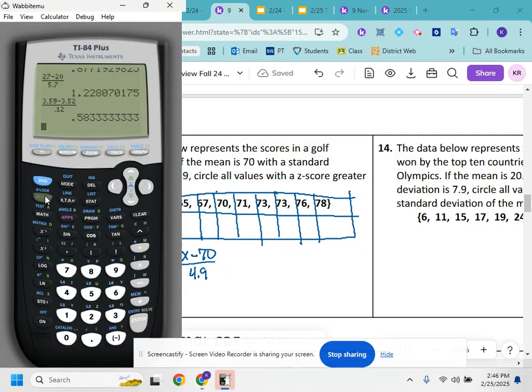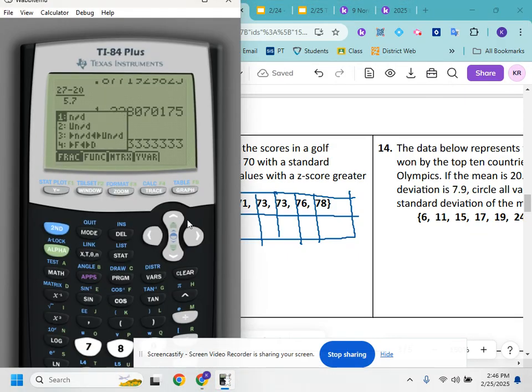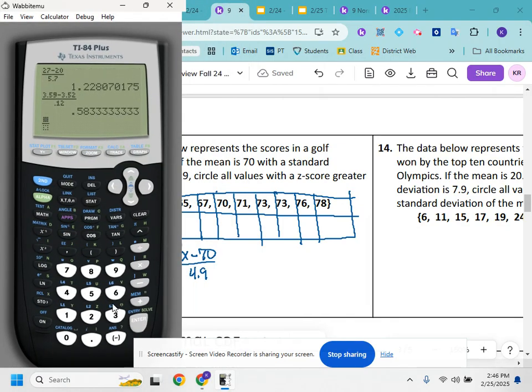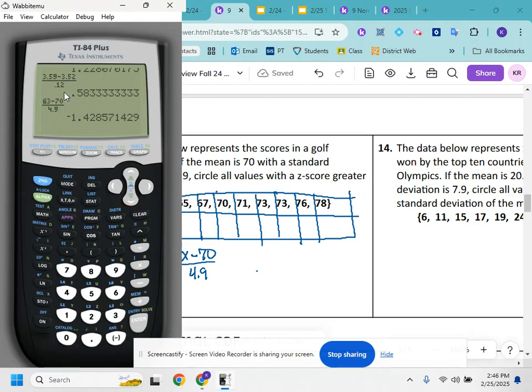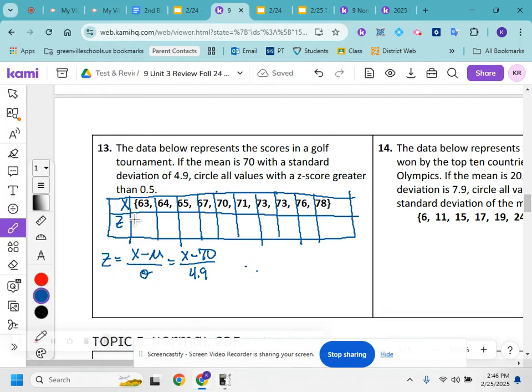So alpha y equals, enter. The first number is 63 minus 70 divided by 4.9. Negative 1.4. We're looking for values, circle all the values of a z-score greater than 0.5. Why am I at a negative number? Negative 1.4. To get to a positive, I have to be above the mean.